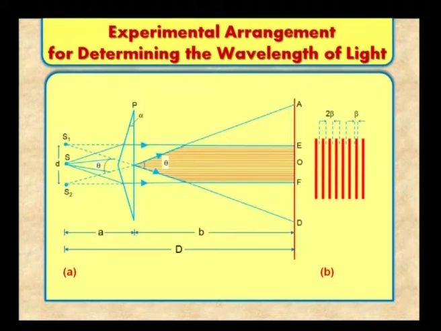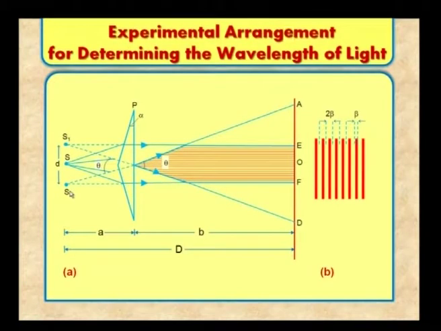So essentially what do you do from this experiment? This experiment enables you to determine the wavelength of the monochromatic source. S is a monochromatic source, as I told you in the last lecture. It may be a sodium vapor lamp. The wavelength is a thing that cannot be obtained very easily. The wavelength of the source is 5893 into 10 to the power of minus 8 centimeter.